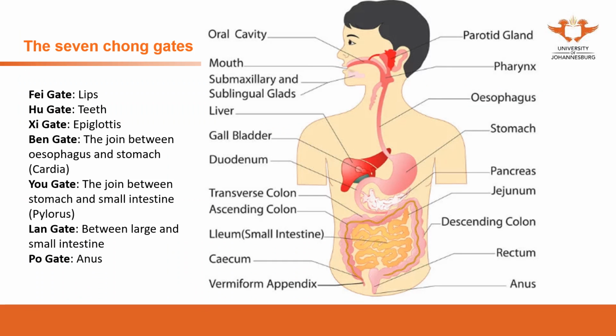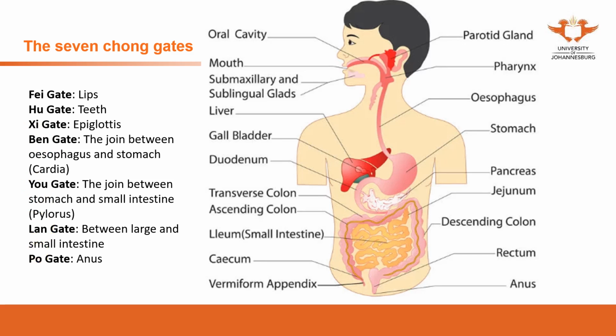In Nanjing, the second classic, it described our digestive system as having 7 gates. In Nanjing, it is described as the chong gate, the 7 chong gates. So the first one is the fei gate, the second is the hu gate, the third is the xi gate, the fourth ben gate, the yu gate, the sixth line gate, the seventh po gate.